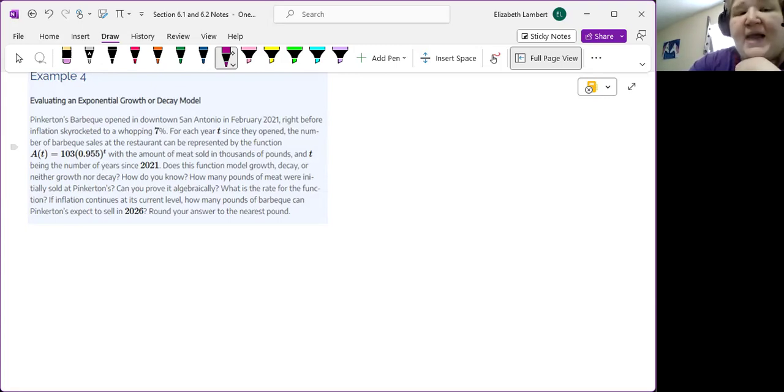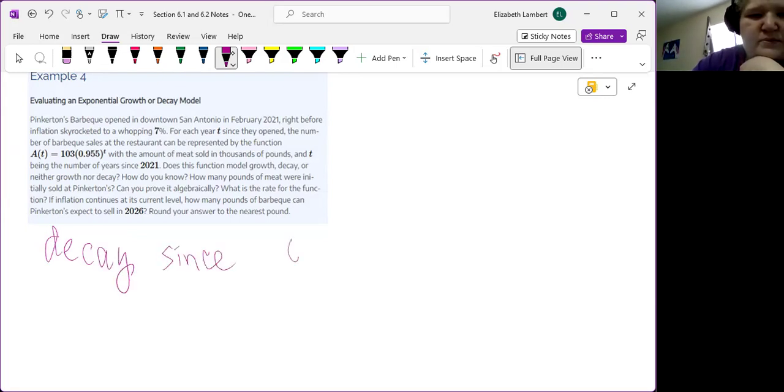But the 0.955, that's less than 1. So this indicates that this is going to be exponential decay. So because 0.955 is less than 1, it's decay.